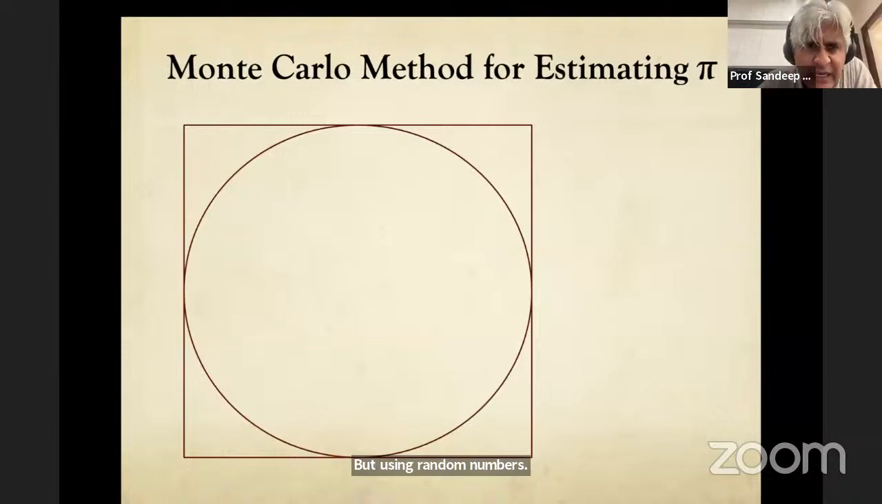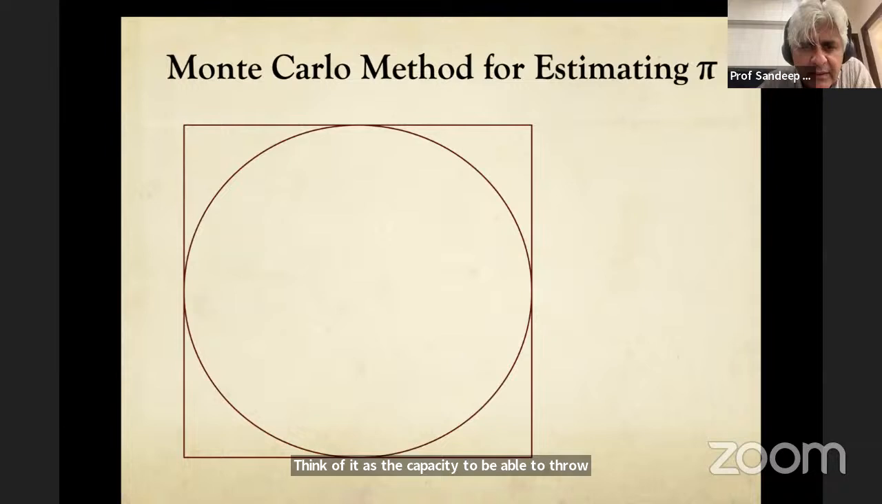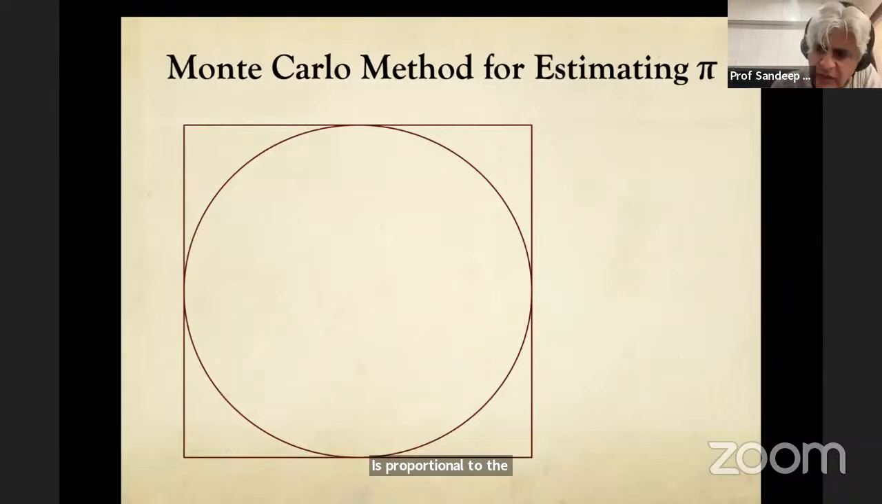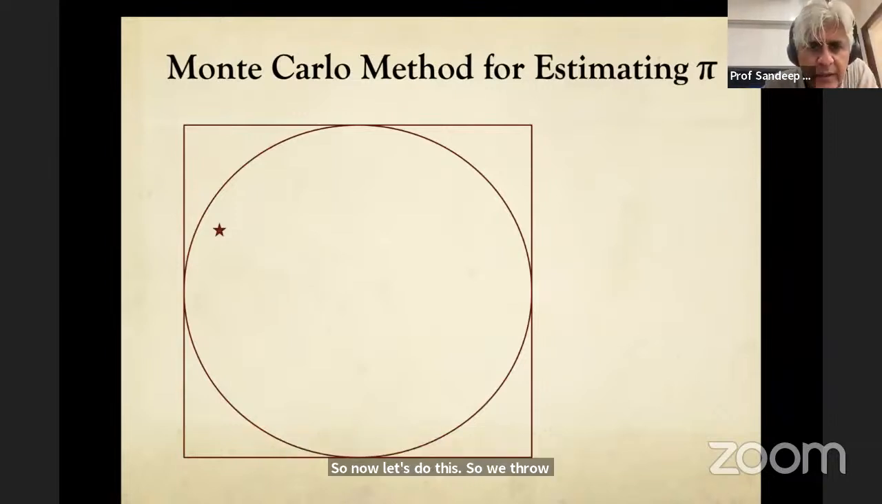Now we all have an intuitive understanding of what a random number means. Think of it as the capacity to throw darts in a square uniformly, randomly, completely, so that where the dart lands within the square is proportional to the area of the region that you're interested in. So now let's do this. We throw a dart here. This is a square with a circle embedded inside it, and the radius of the circle is 1. So the length of the square is 2.